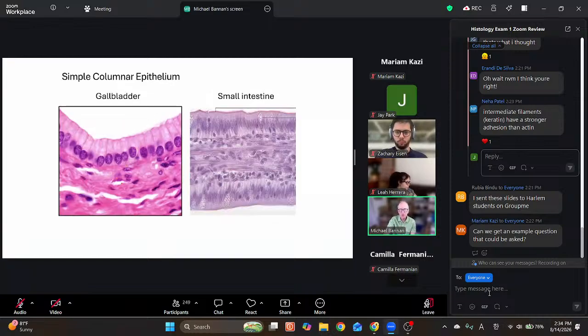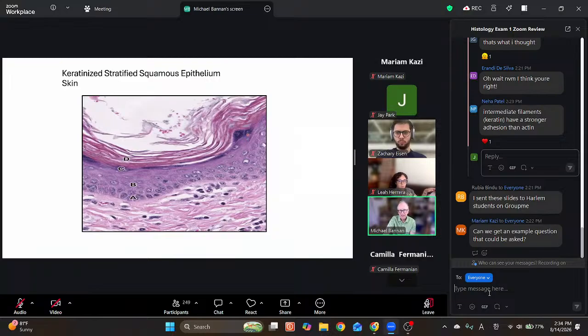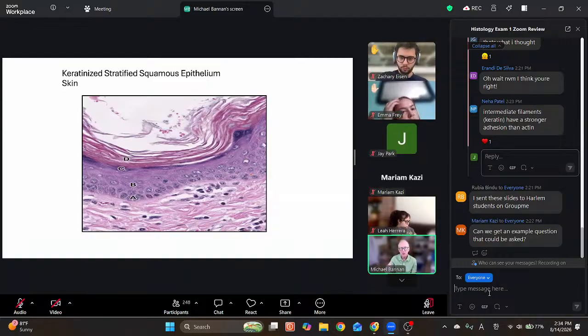We also have simple columnar epithelium. On the left, we've got an example from the gallbladder. See, we have one cell thick, but the cells are much taller than they are wide. So this is a simple columnar epithelium. Similar situation in the small intestine. We have one cell layer thick. The cells are taller than they are wide. Another example of simple columnar epithelium. Now, moving on to the stratified squamous epithelium. This is a section of skin, which is the one place that we often see keratinized, stratified squamous epithelium. I think we have two here.